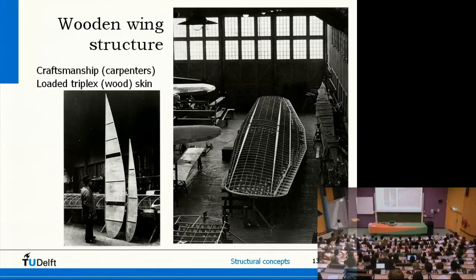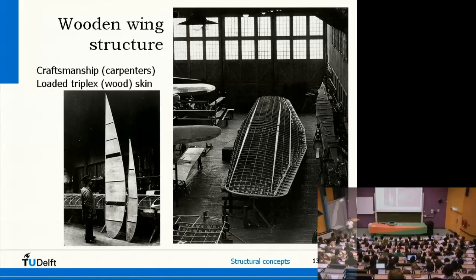Well, here you see some pictures of his production site in these days. You see, this is, for instance, a big wing, fully made more or less of wood, triplex wood. And in those days it was not too difficult to get all these workers, because the only thing you need was carpenters. You can make it of wood.